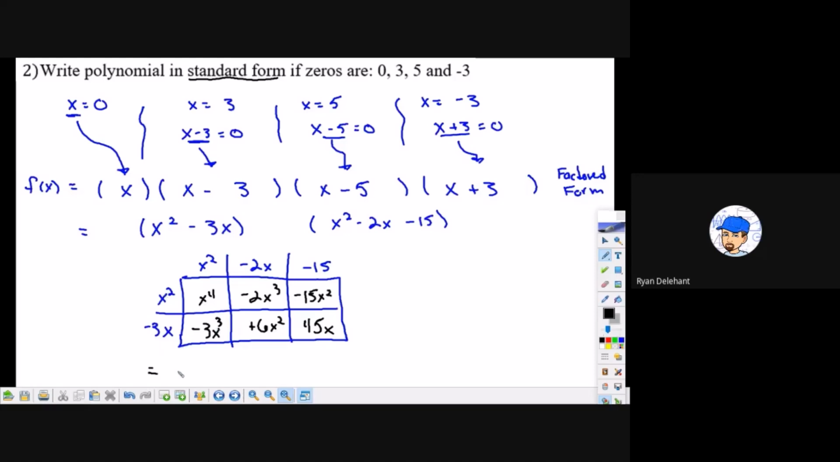So our answer, multiply it all out, we get x to the 4th. Put those 2 together because they have the same variable in the same power. So minus 5x to the 5th, minus 9x squared when we combine this diagonal, and there's nothing here. We get 45x. And this is what I wanted you guys to get to. This is the standard form.